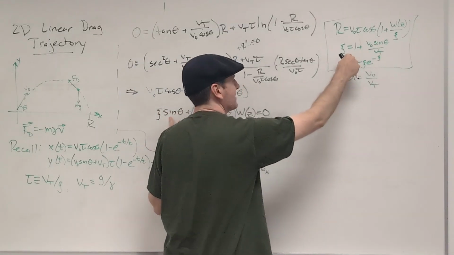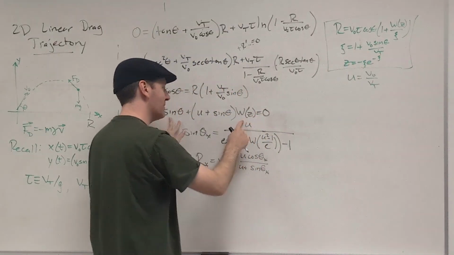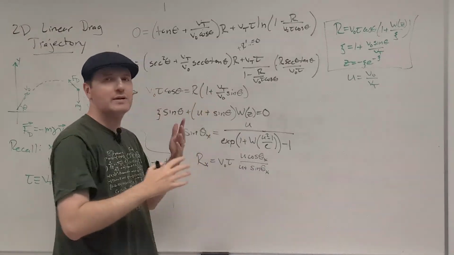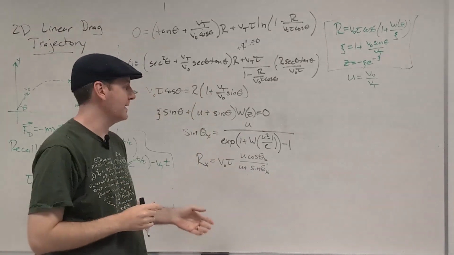That's the sine theta that shows up in C. The xi shows up in the z, which shows up in the w, and there's more sine thetas here. So we don't need any trig. It's really just solving for sine theta.